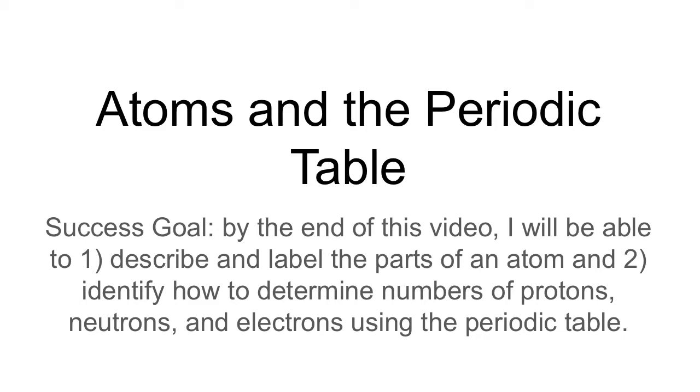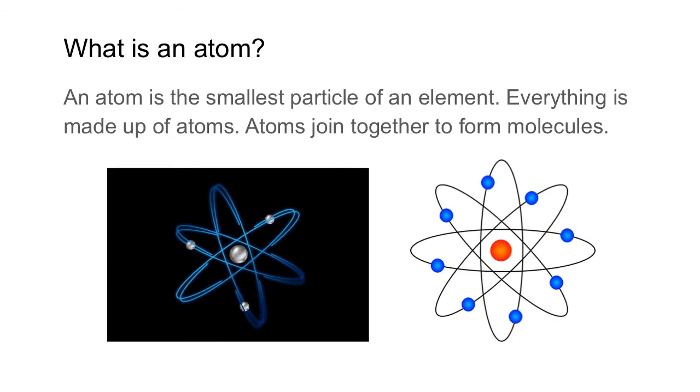By the end of this video, you should be able to describe and label the parts of an atom and identify how to determine the number of subatomic particles using the periodic table. So let's go ahead and get started.